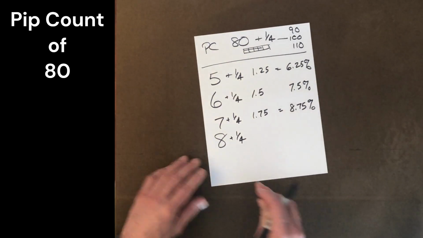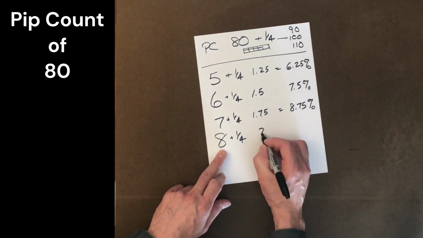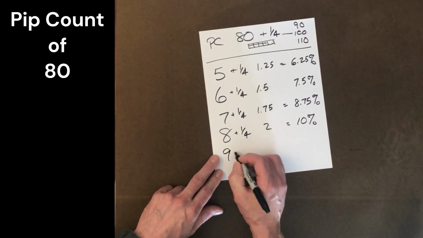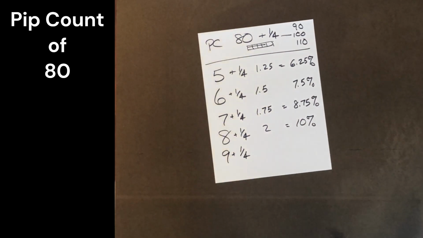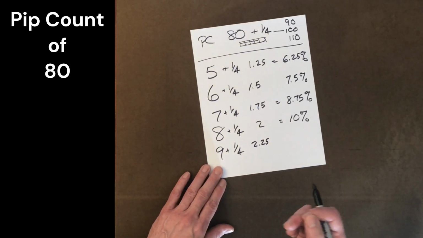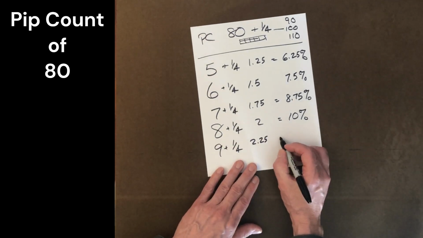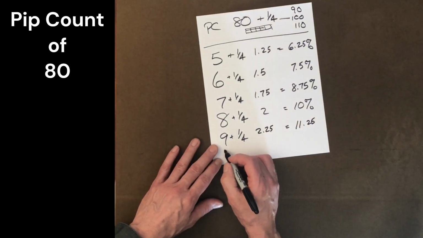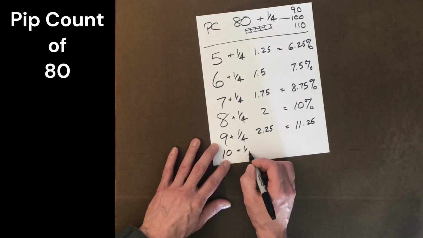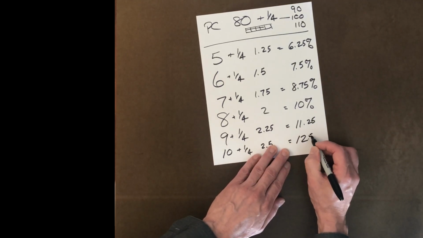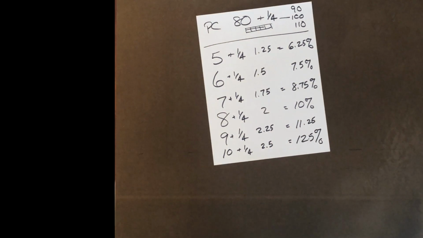We have a pip count of 8, that's easy, but we'll do it the long way anyway here. 8 divided by 80 is 10%. We're going to add 1/4. 1/4 of 8 is 2. 10%. Pip lead of 9, we're going to add 1/4, which would be 2 1/4. Because 8 would be 2, we just have 1 to break up into fourths. 11.25. Pip count is 10, we're going to add 1/4. 1/4 would be 2 1/2. 12.5 is our percentage. 80 is a pretty easy one.